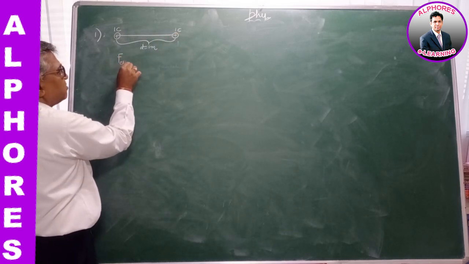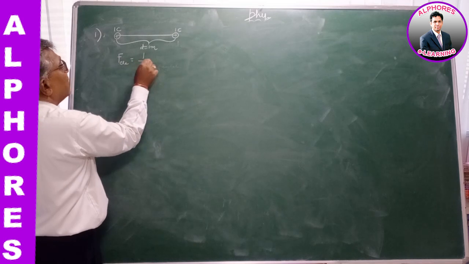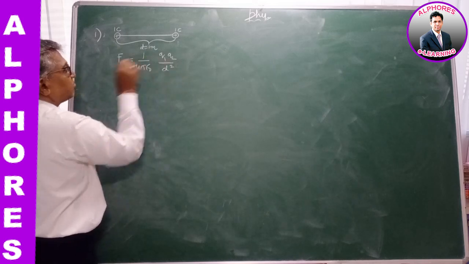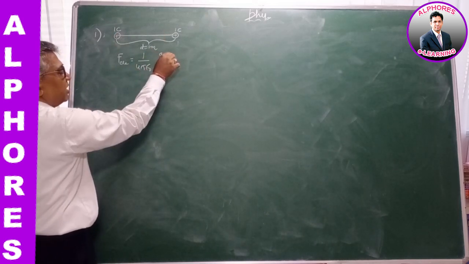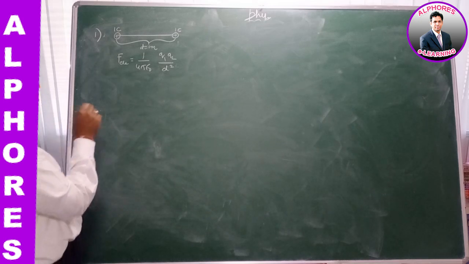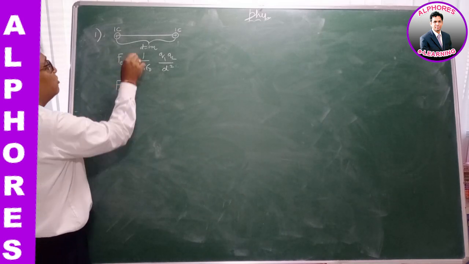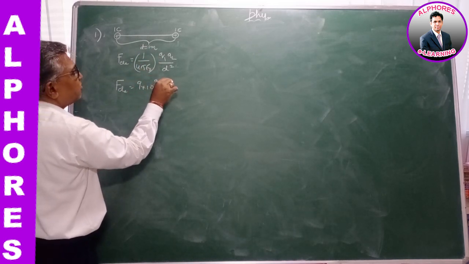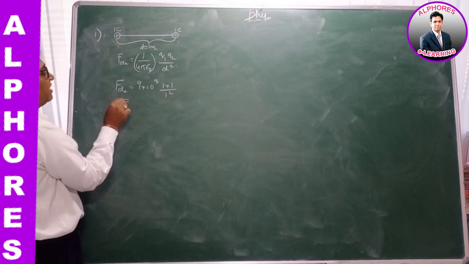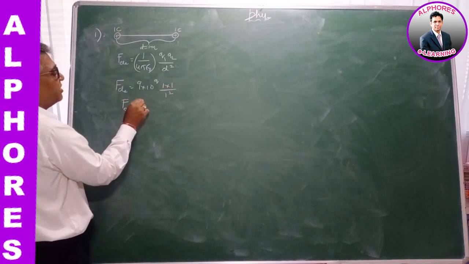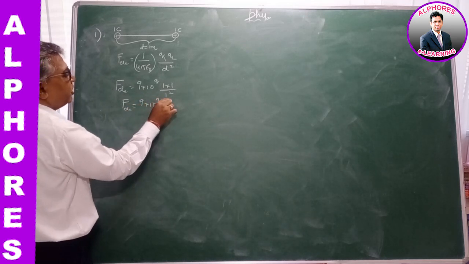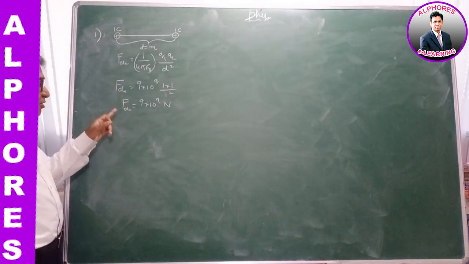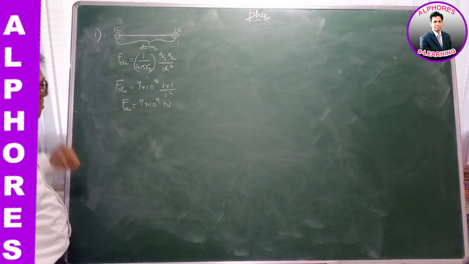The electrical force between them, F, is given as 1 by 4 pi epsilon naught Q1 Q2 by d square. Now Q1 and Q2 are 1 coulomb each. Distance is 1 meter. So the electrical force is, we know the value of 1 by 4 pi epsilon naught is 9 into 10 power 9, into 1 into 1 by 1 square. So the electrostatic force between them is 9 into 10 power 9 Newton. Two unit charges separated by unit distance in air, then the force between them is 9 into 10 power 9 Newton. First question.